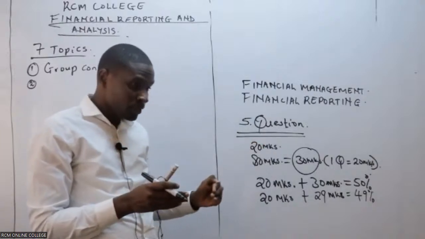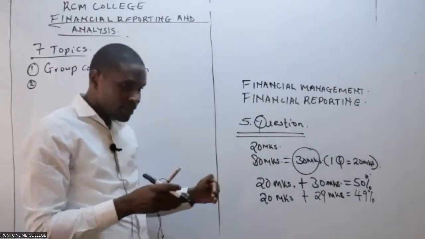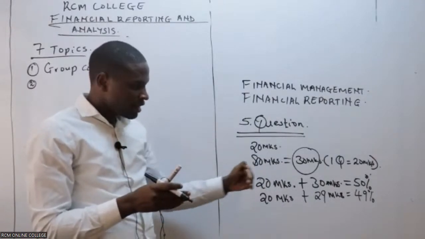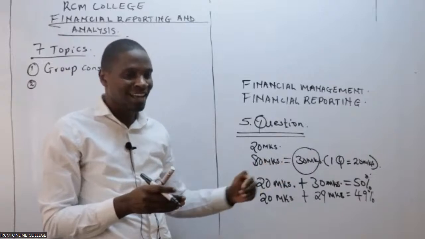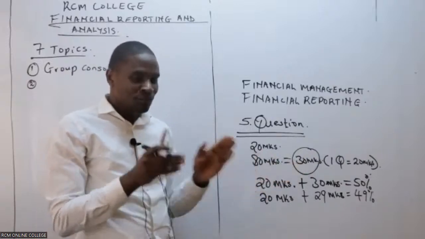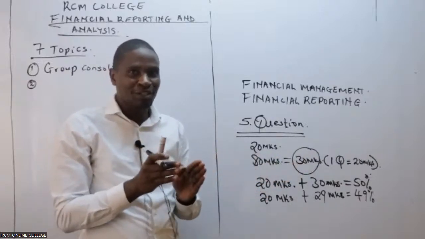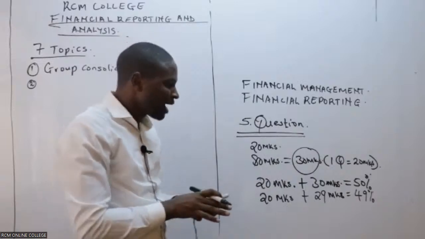Less than 50, fail. More than 50, pass. It is as simple as that. Equal or more than 50, pass.